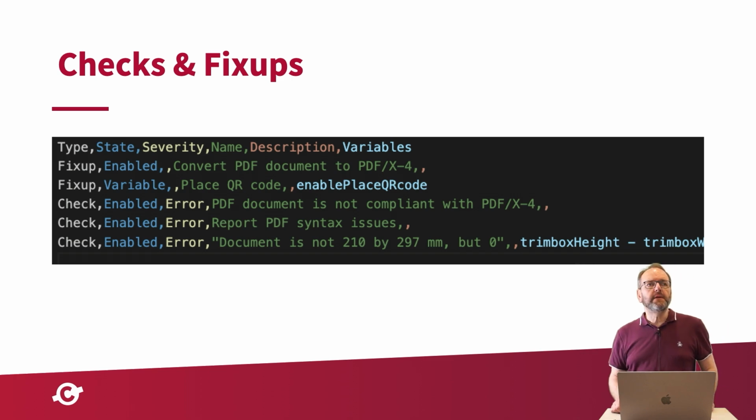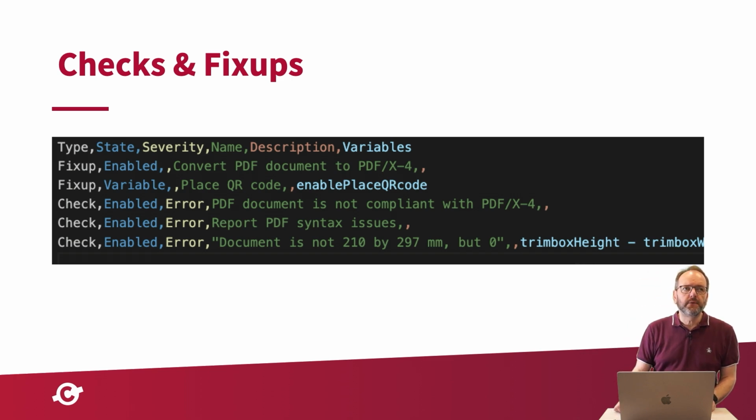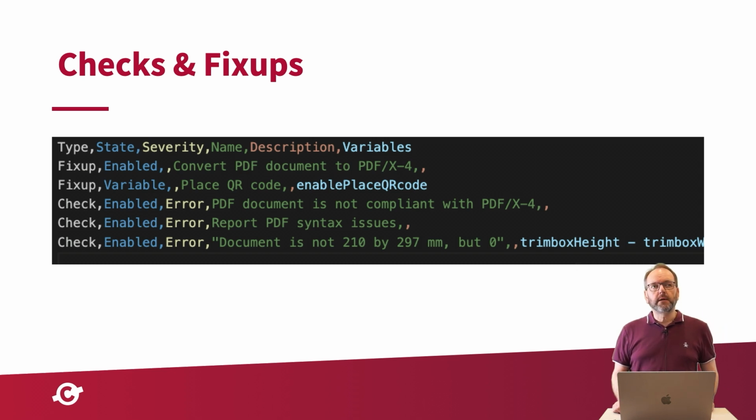The columns that are in there are the type, and as you can see, that is either fix-up or check. And then you have the state, so is this particular fix-up or check enabled or disabled, because you can easily enable and disable checks and fix-ups in profiles. And then it can also be variable, as you can see there as well. What that means is that there is a variable that controls whether that setting is enabled or disabled.